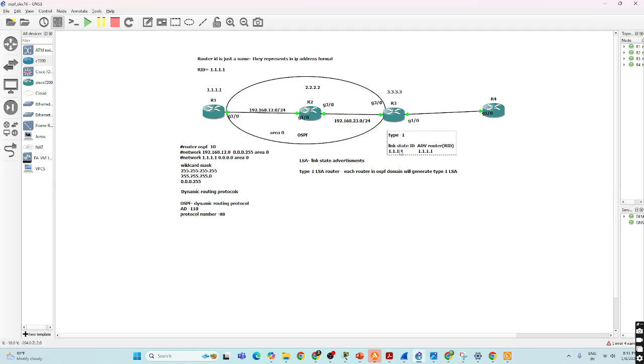So this type 1 LSA will be generated by R1 and it will be sent to R2 and also to R3. It means the type 1 LSA stays within the area. It cannot cross into another area. This is another area. What area is it? You can say area 10. Give me one number. I can take any area, 0 to 255. Can I take 10 or 20? Please, one number.